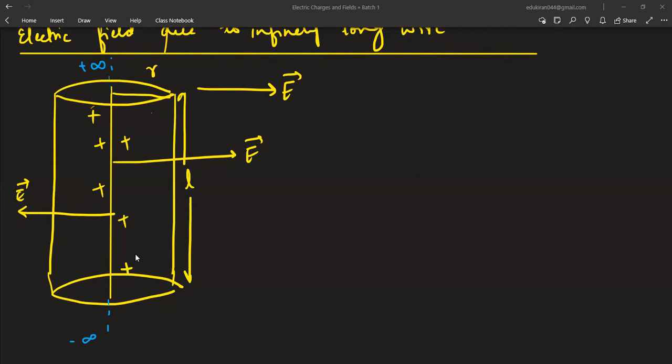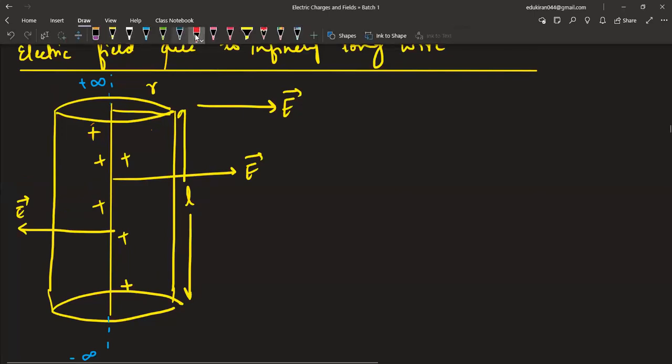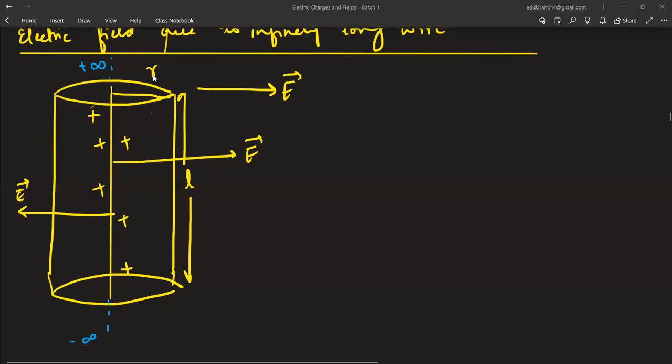And see, the wire is completely open. So we can draw a cylinder around it. That cylindrical surface will act as the Gaussian surface. All right. So the electric field is present everywhere. See, these are the electric fields which are present. Now see, the radius is R.